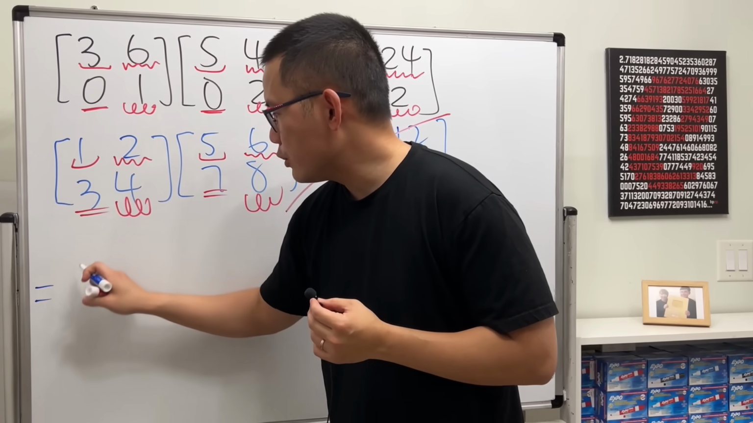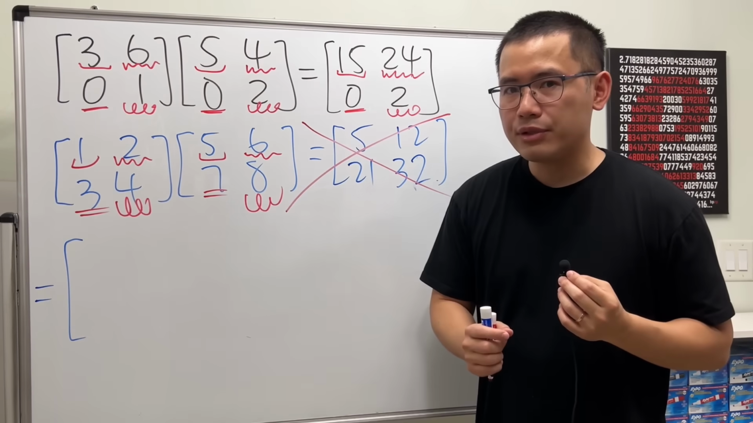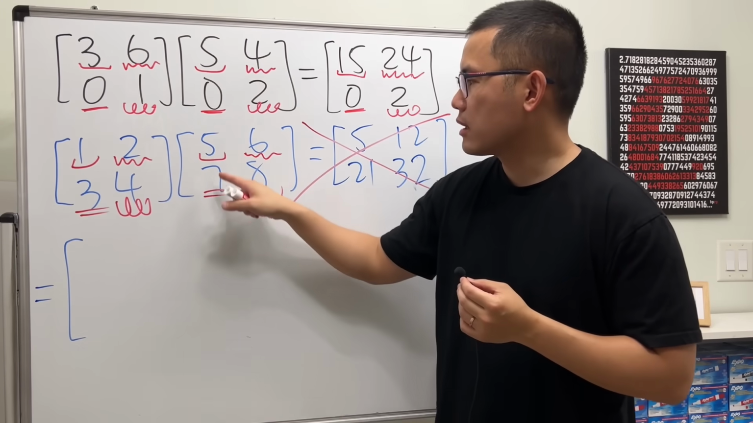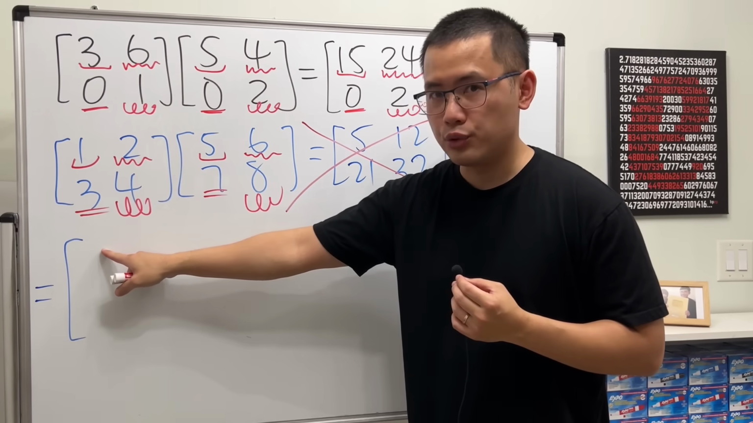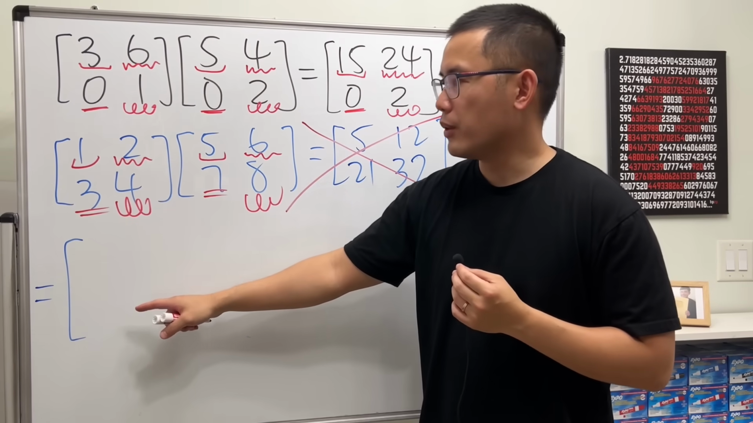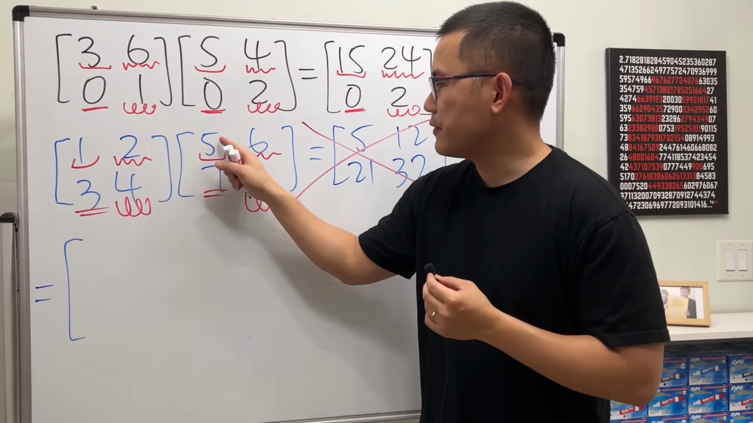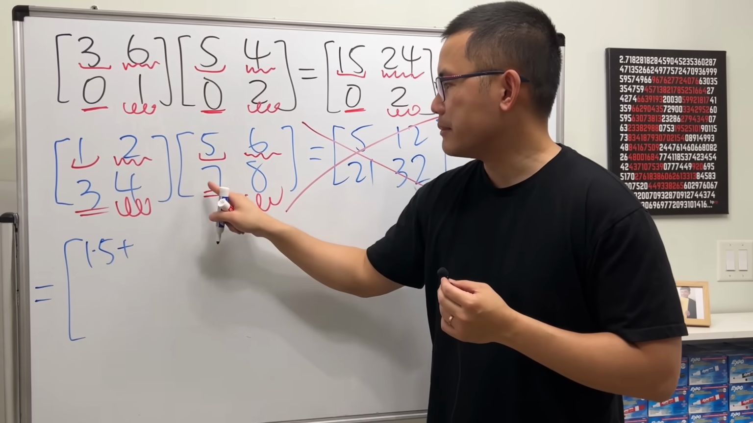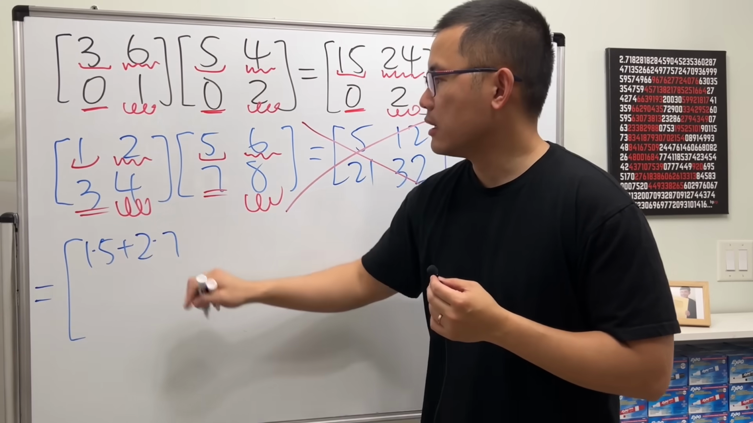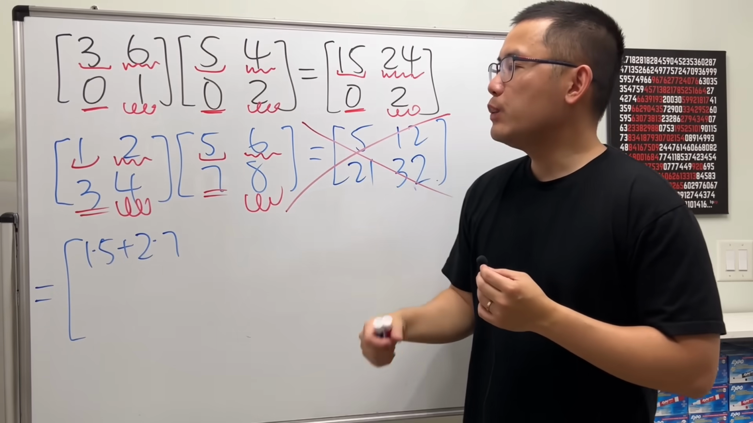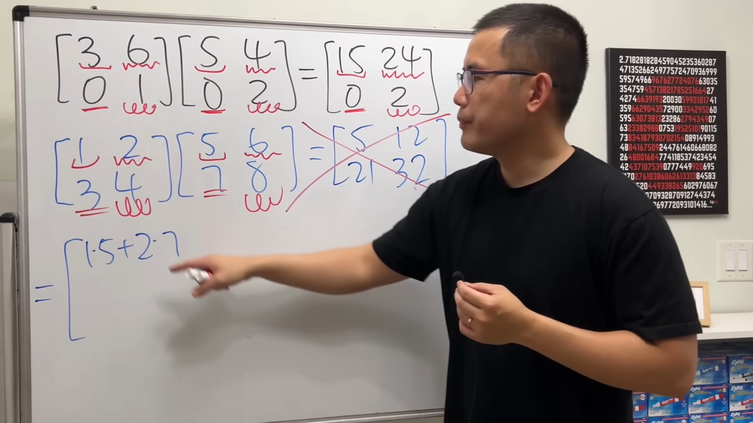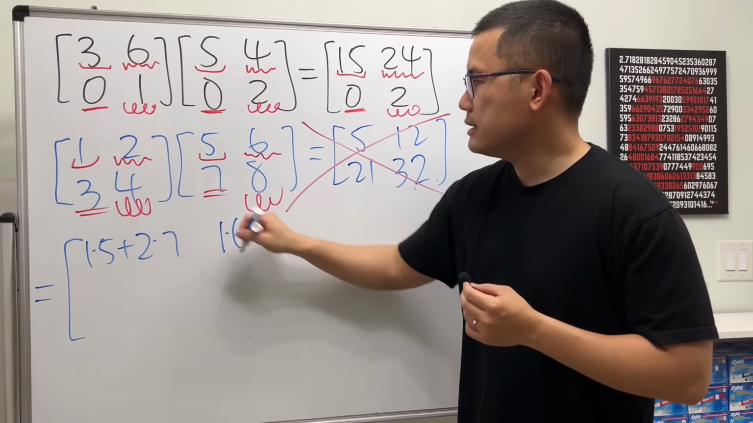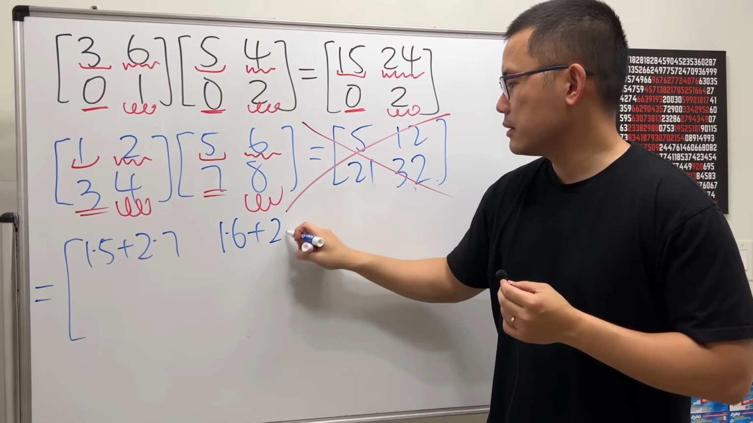When we multiply two matrices, what we will have to do is the dot product of this row and this column for getting the first entry here. What I mean by that is the following. We take 1 times 5, and then we add 2 times 7, and that's the dot product. And we continue to get this entry. We do 1 times 6 plus 2 times 8.